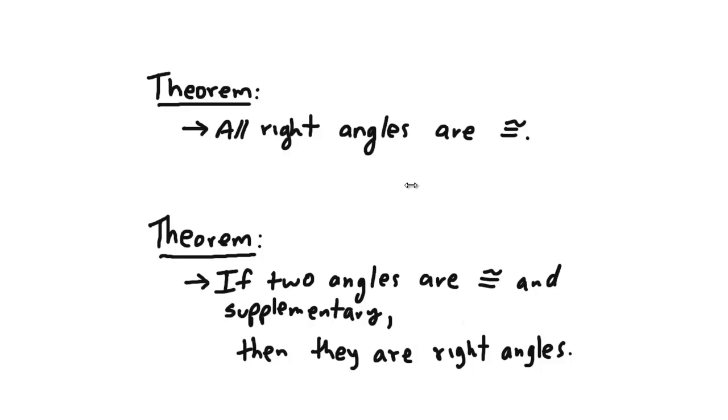Alright, so now let's take a look at two related theorems. The first one is all right angles are congruent. And the second one is if you have two angles that are congruent and supplementary, then they are right angles.